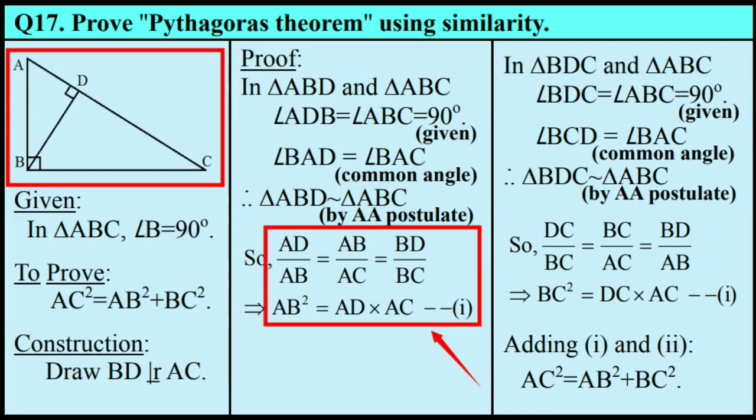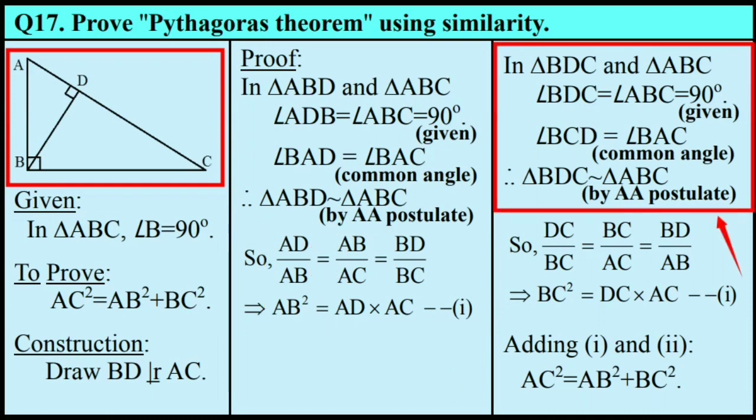Here is the proportionality of the ratio of their corresponding sides, and first ratio and the second ratio are taken, cross multiplication is done, and finally obtained AB square equal to AD into AC, that is named as equation 1. Next part of the solution is the similarity of triangle BDC and triangle ABC.